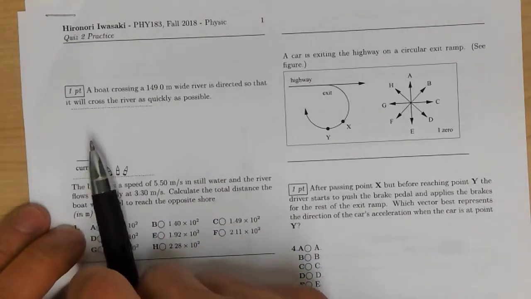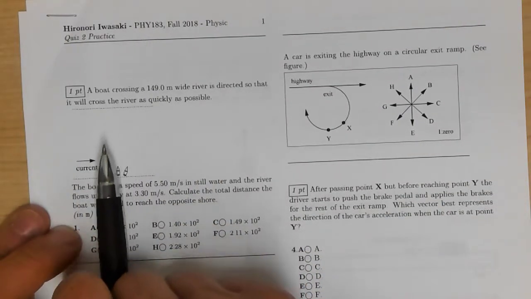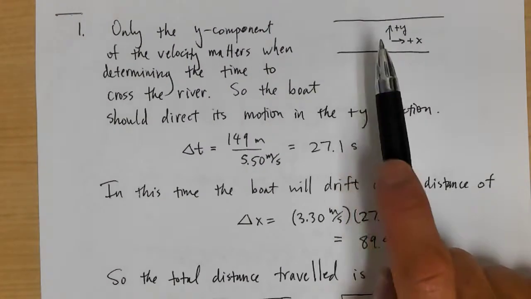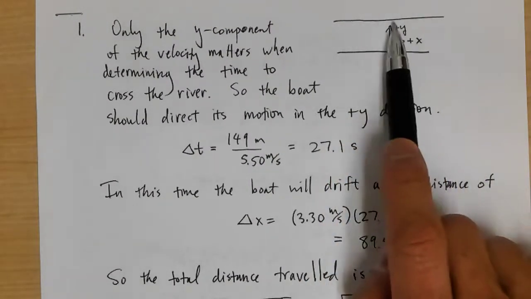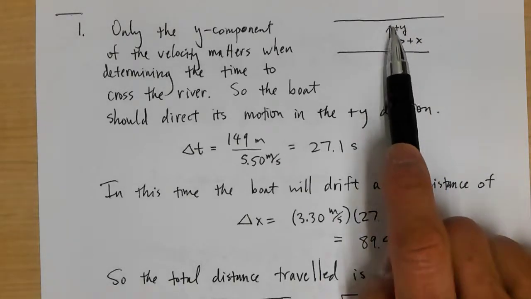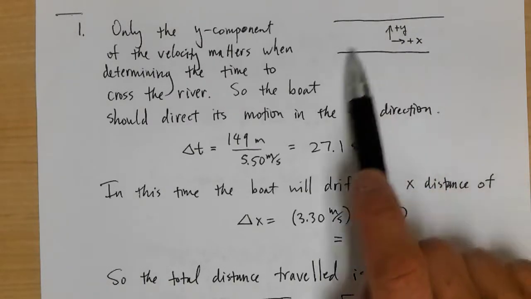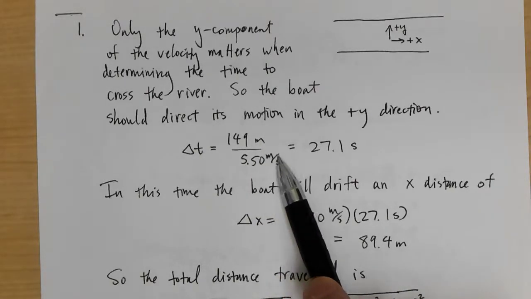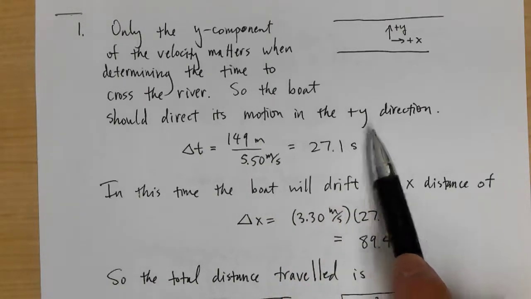So in order to cross the river as quickly as possible, you just point the boat straight across the river. Only the y component will matter. It doesn't matter how far along the riverbank you move, so you just want to cross, and the distance you need to cross is 149 meters, and the speed is 5.50, so it takes 27.1 seconds.